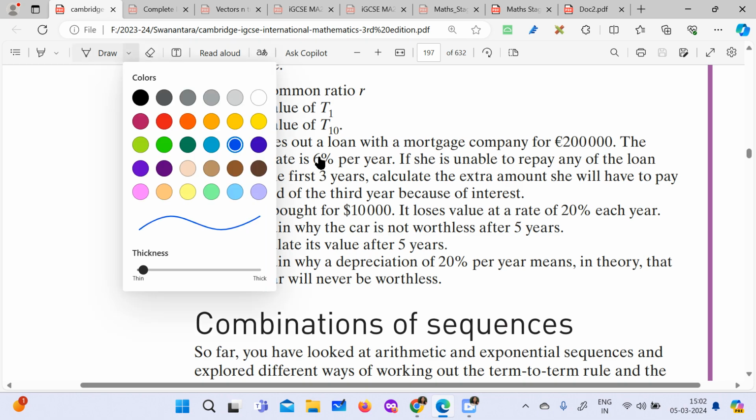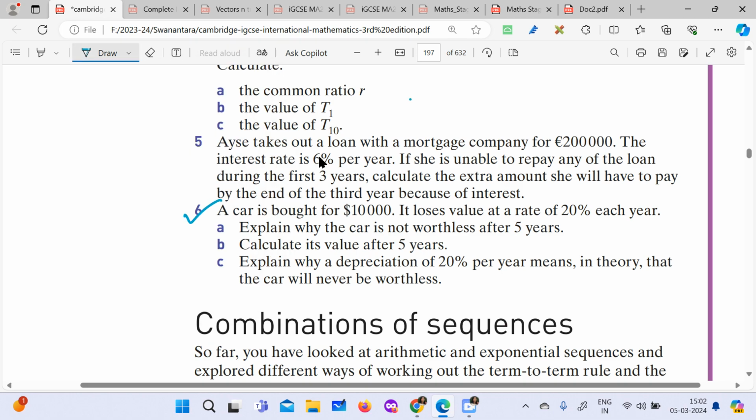Okay, so your next question is: a car is bought for $10,000. It loses its value at a rate of 10%. Mind the word here, loses. Loses means there is decay, means the price is declining. So this is an example of exponential decay. So for exponential decay, do you remember the formula? It is a times (1 minus r) in brackets to the power of n.